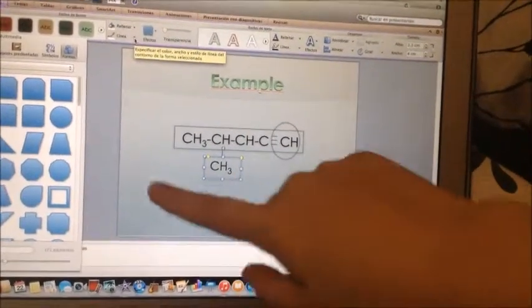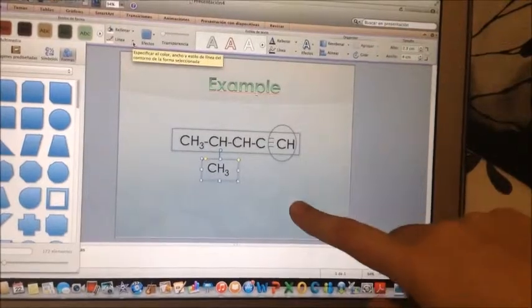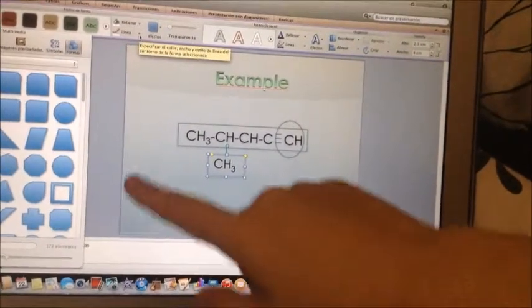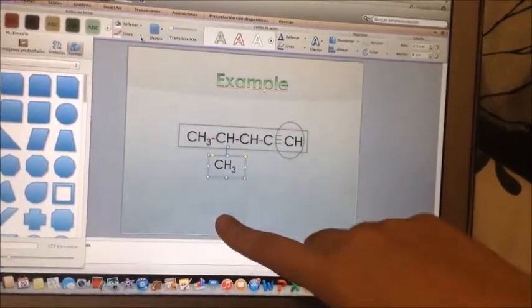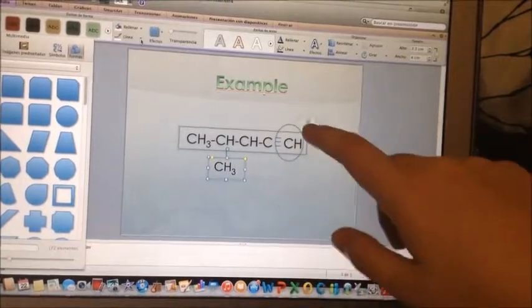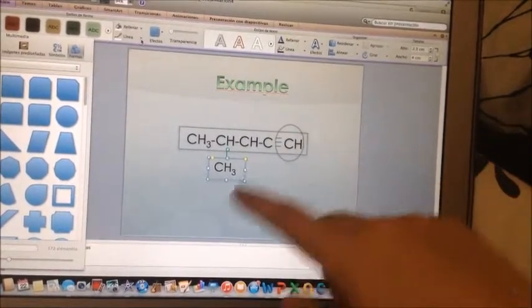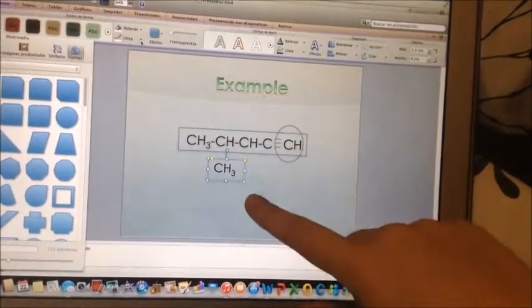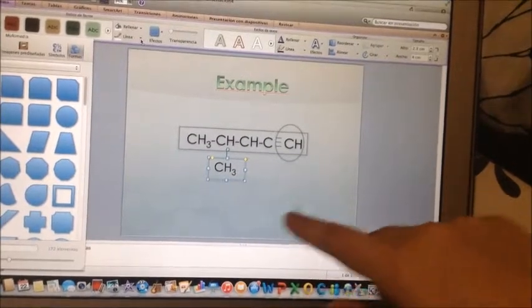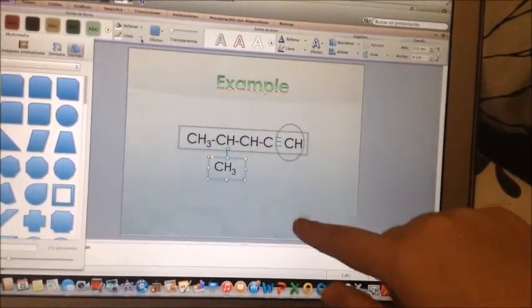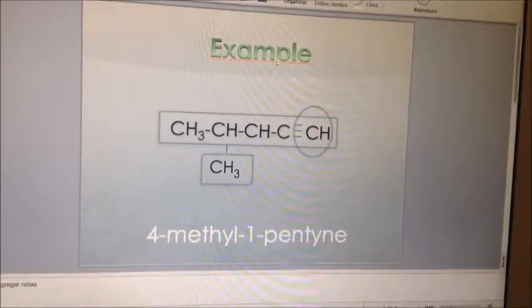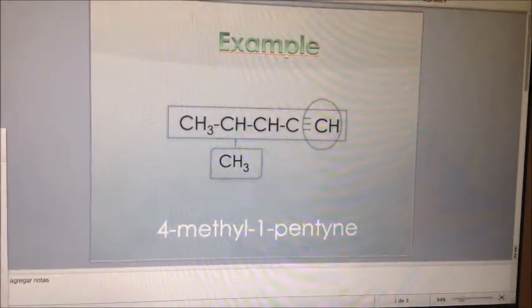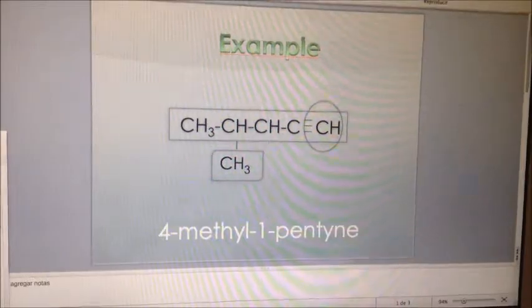And finally, as it doesn't have prefixes, it will be in alphabetical order. As it is 1, you have to put 4-methyl, 1, locating the number of the double bond. As it has 1, 2, 3, 4, 5, the prefix is pent, so it will be pentene. 4-methyl-1-pentene. So here is written the name of this compound, as we said before, 4-methyl-1-pentene.